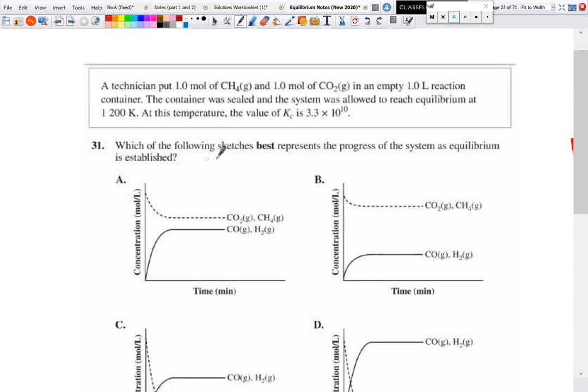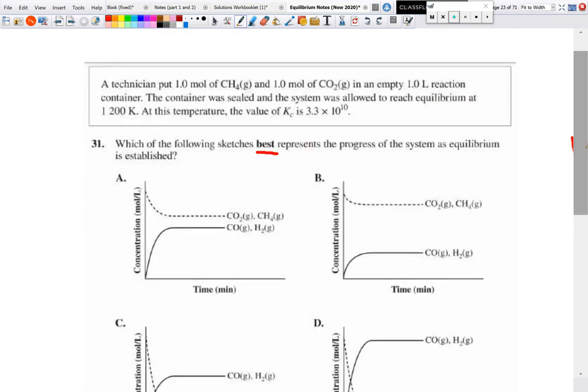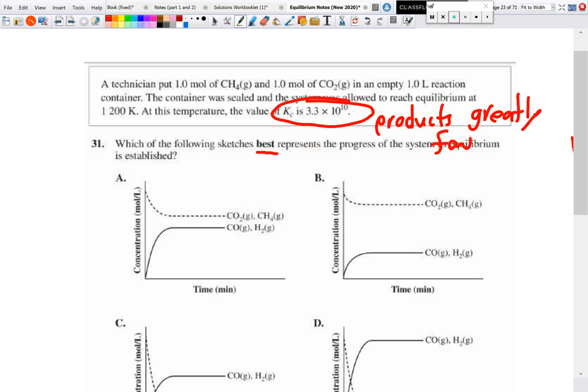Our next one said, which of the following sketches best represents the progress of the system at equilibrium? Now this one here is definitely a little more challenging, but the big giveaway that we're looking at is this right here. So we see the equilibrium constant is 3.3 times 10 to the power of 10. Now this is products greatly favored. Because remember, equilibrium constant just above 1 favors the products, but now this is way, way, way above 1. So we're looking at the products massively being favored.